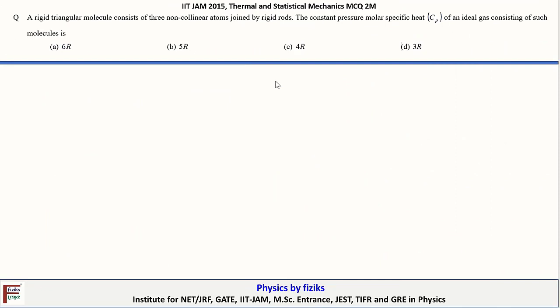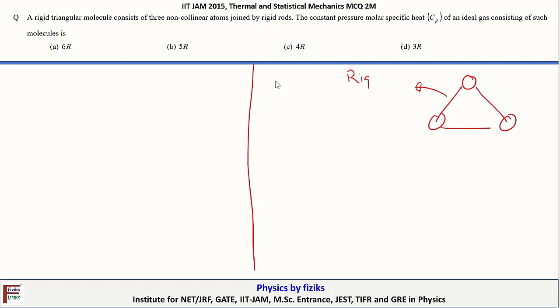A rigid triangular molecule consists of three non-collinear atoms. So we are given a non-collinear gas molecule. It consists of three atoms which are joined by rigid rods. That means all these three rods are rigid. When the word rigid is used here, it means no vibration at all. So we can neglect the vibration degree of freedom for this particular case. Then the constant pressure molar specific heat Cp of an ideal gas consisting of such molecules is, because the four options which are given are in terms of mass.